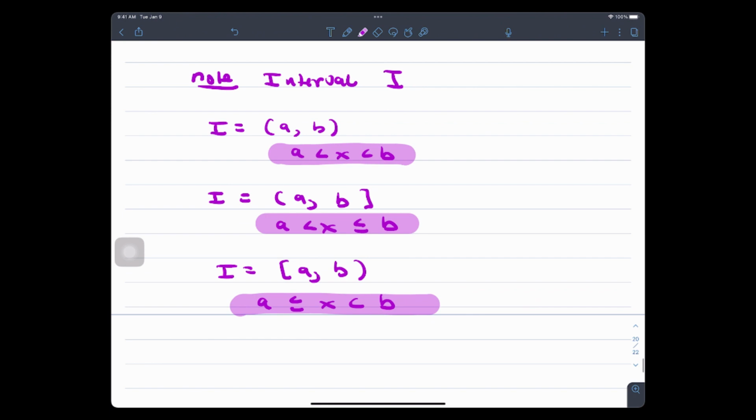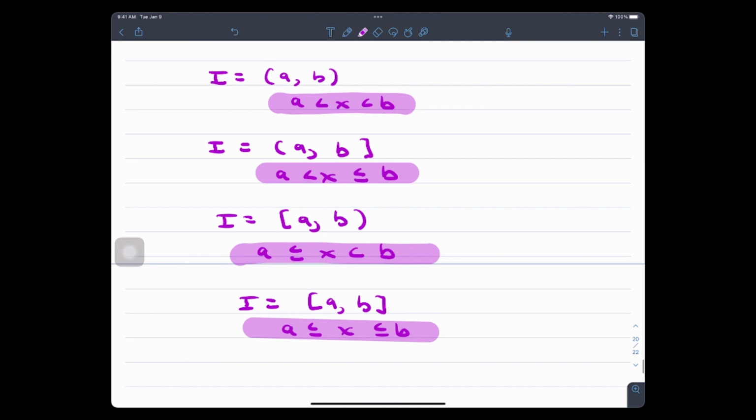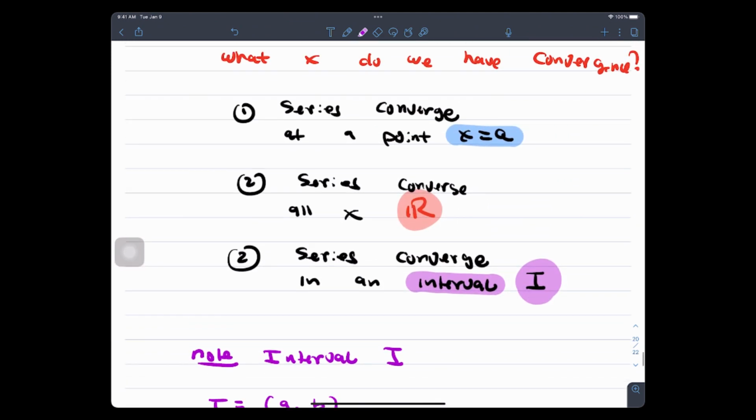Do you guys remember this kind of notation here? Maybe from pre-calculus, I hope. And then what could you see here? What's the last thing you can see as an interval? You include both a and b. So a is less than or equal to x, which is less than or equal to what? b. So, ladies and gentlemen, this is where we are at. These are all the interval solutions you can see.